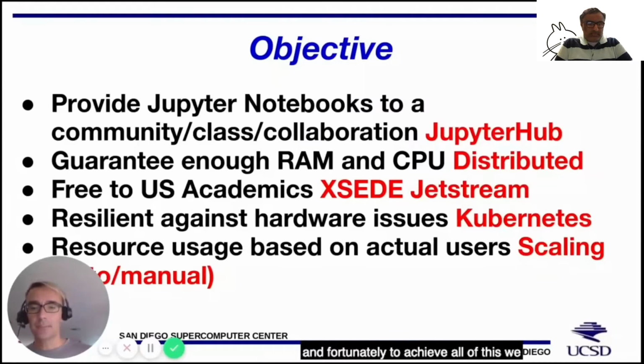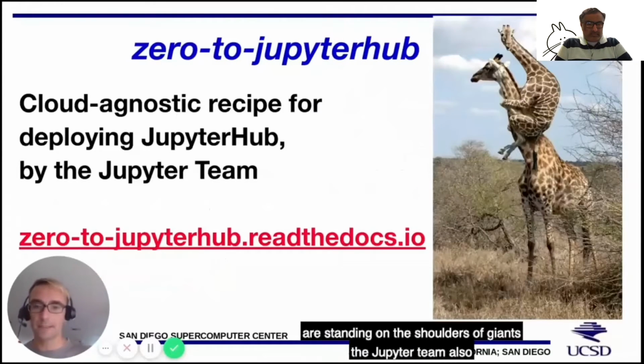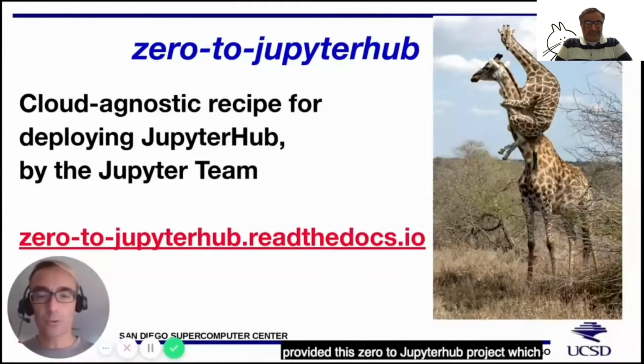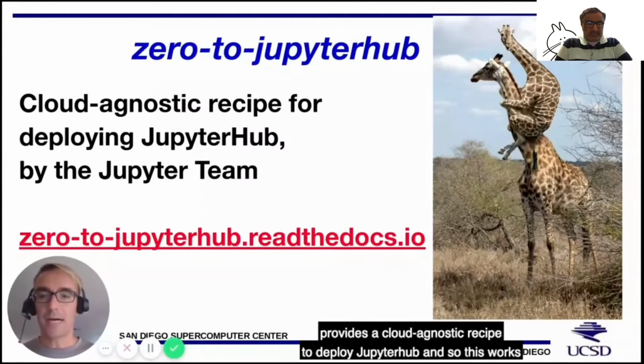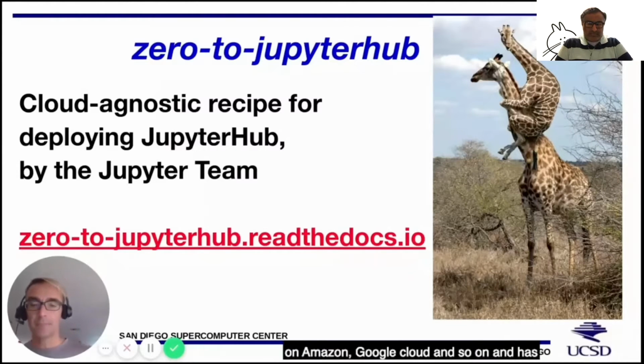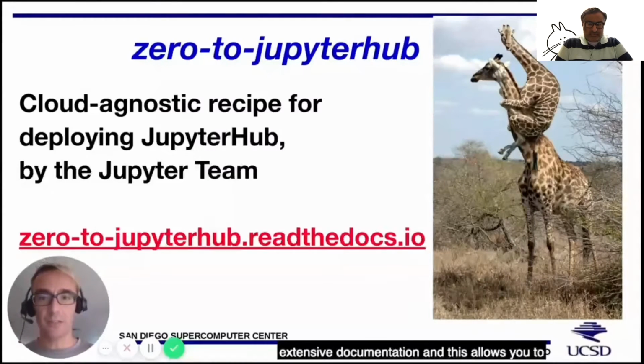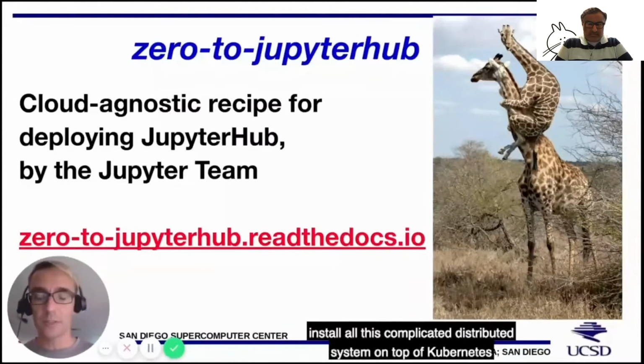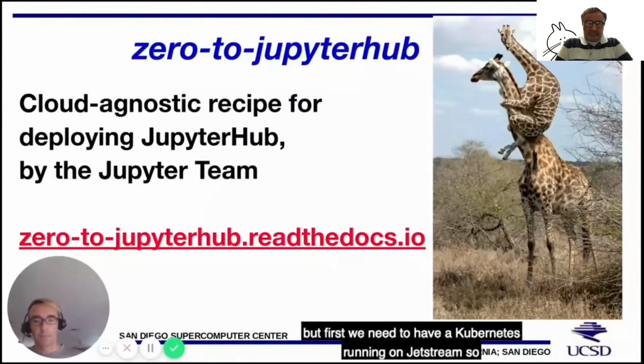And fortunately, to achieve all of this, we are standing on the shoulders of giants. So the Jupyter team also provided this zero-to-jupyterhub project, which provides a cloud-agnostic recipe to deploy JupyterHub. And so this works on Amazon, Google Cloud, and so on, and has extensive documentation. And this allows you to install all this complicated distributed system on top of Kubernetes. But first, we need to have a Kubernetes running on Jetstream.